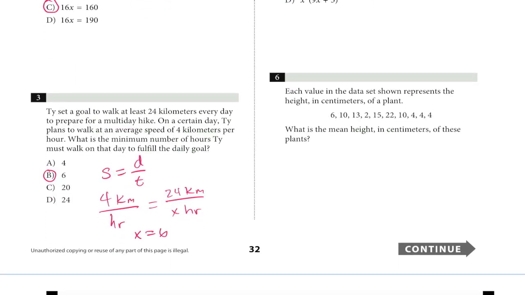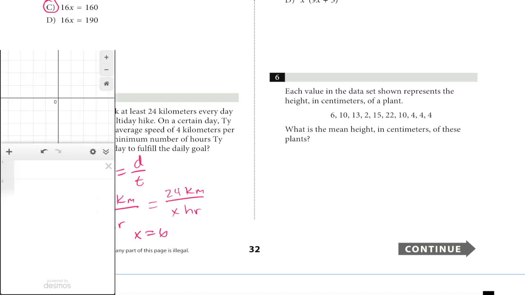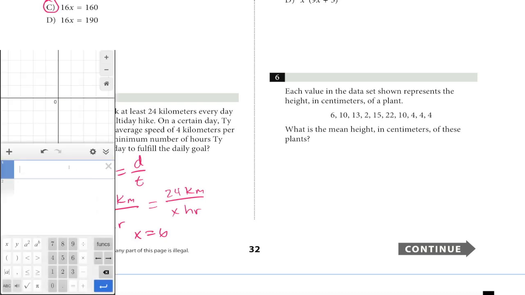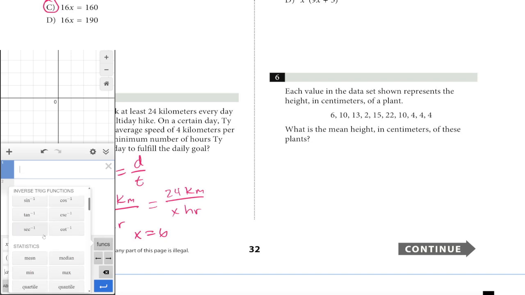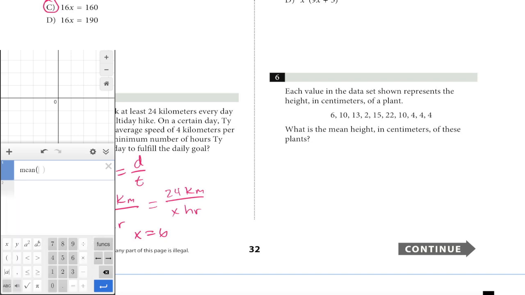All right, number 6. Each value in the data set shown represents the height in centimeters of a plant. What is the mean height in centimeters of these plants? Again, a lot of the times if they're asking for mean, median, or standard deviation, Desmos is a great way to do it. You can hit the little functions button, and then we're doing means. We're going to go down until we get to mean, and then we're just going to write the numbers.